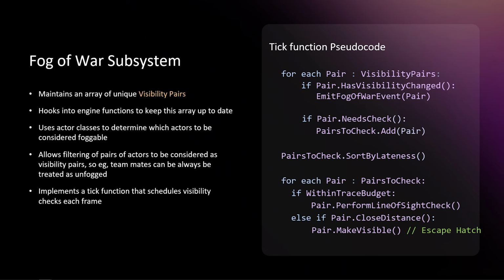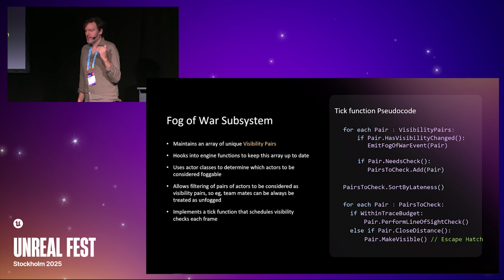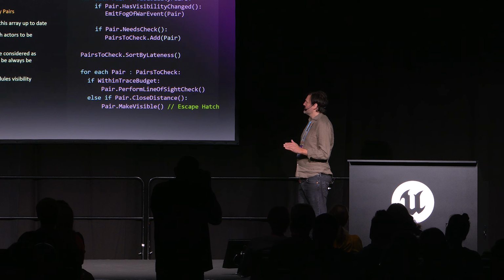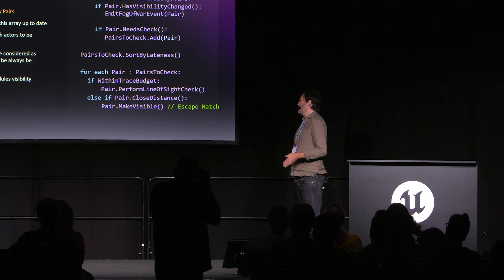I put some pseudocode for the tick function that's executed every frame. Essentially, because traces are asynchronous, it looks for the results of the previous frame's checks first. If anything's changed, then we emit the fog of war event. Then we add any scheduled visibility checks to a list, sort that by lateness, and run through all of the checks up to our trace budget, performing line of sight checks.